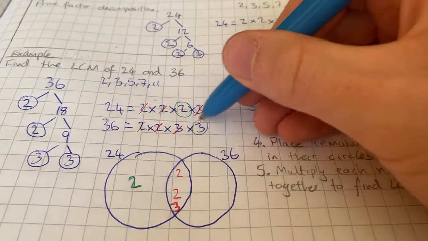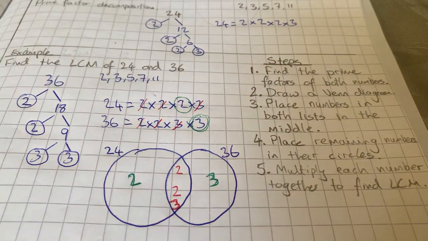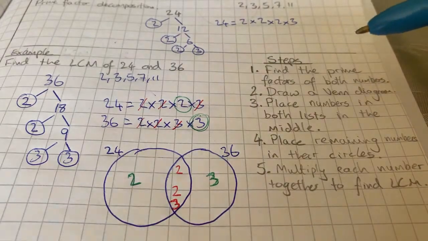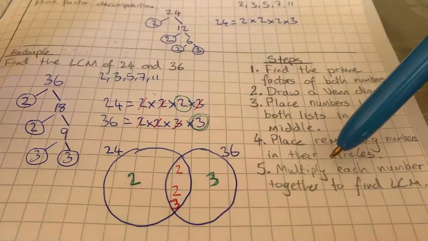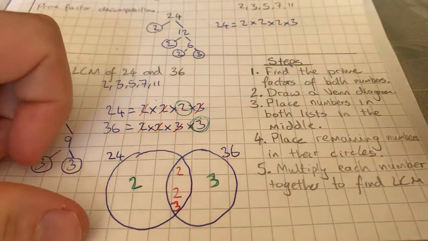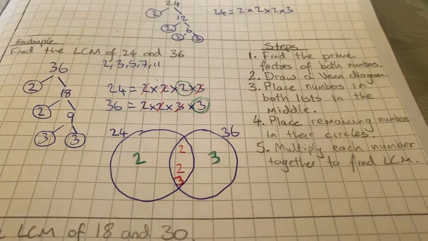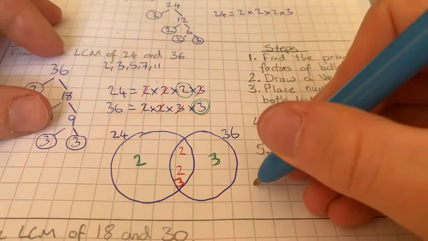And on that one, I've got 3 left over, so I'm going to place that in the 36 circle. Now, to actually use this information to calculate the lowest common multiple, you have to times every number together. It might end up being a long multiplication with lots of numbers, but you can break it down.